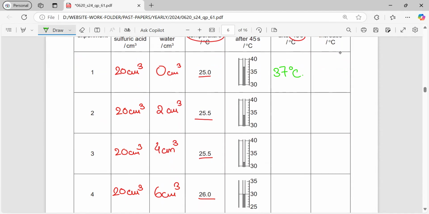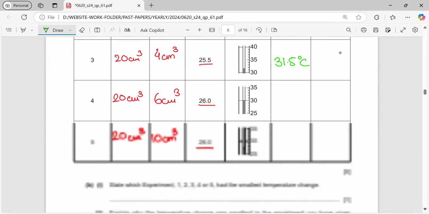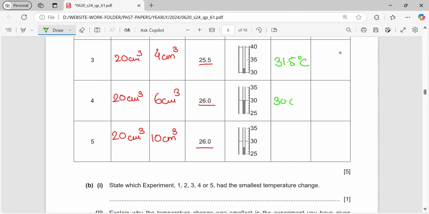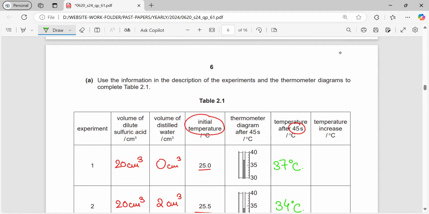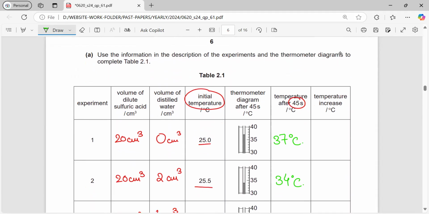The second one is 34 degrees Celsius. In the third experiment, the temperature is 31.5 degrees Celsius. In the fourth experiment it is 30.0 degrees Celsius. And in the fifth experiment, it's 27.5 degrees Celsius. Note that we have to write the values in one decimal place. So here also, we'll write 37.0 degrees Celsius and 34.0 degrees Celsius.